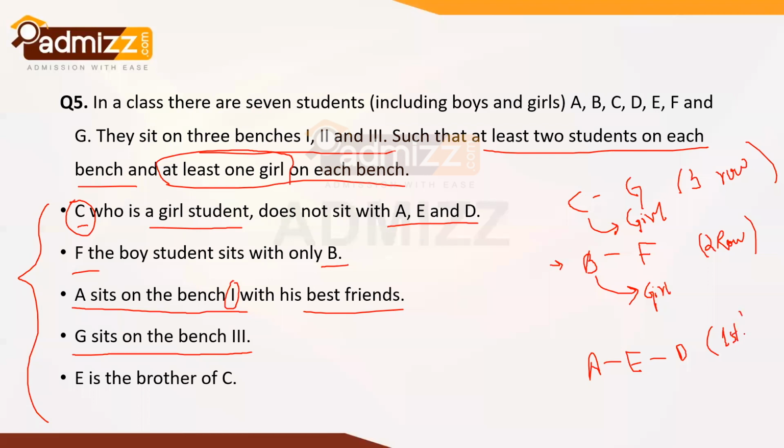Now from this, what we know is that A is a boy, because it is given. We also know that E is the brother of C, so E is a boy as well. That leaves D, and since one girl should be present in each row, D is definitely a girl.